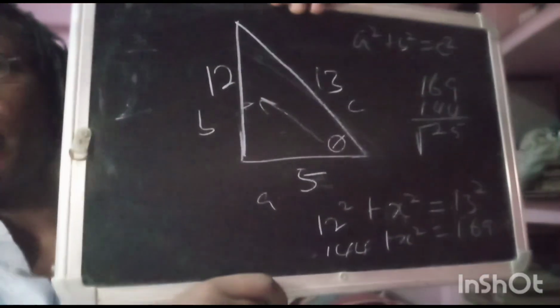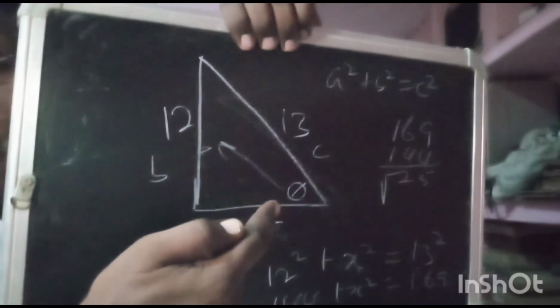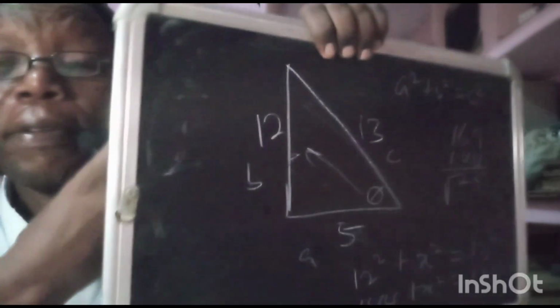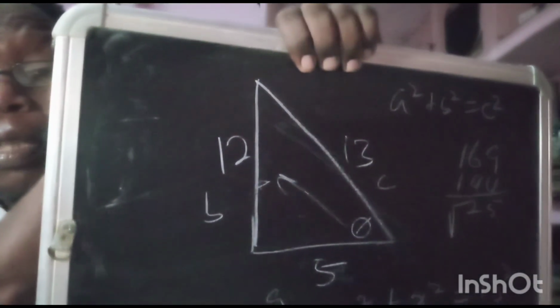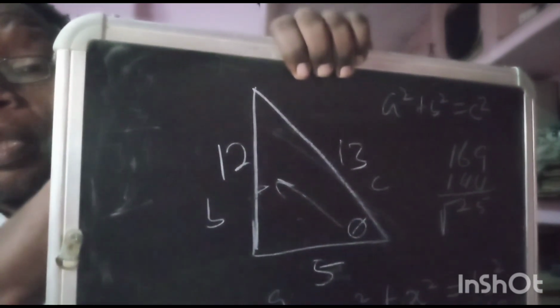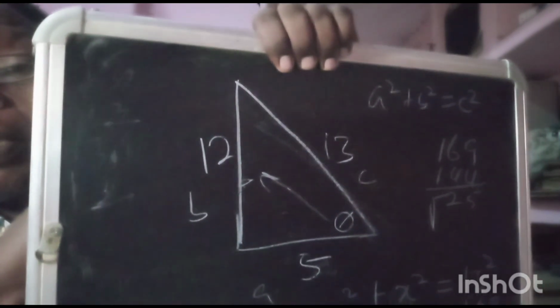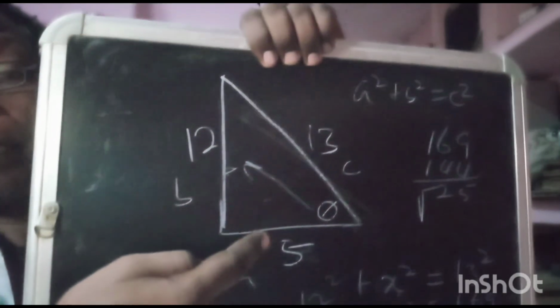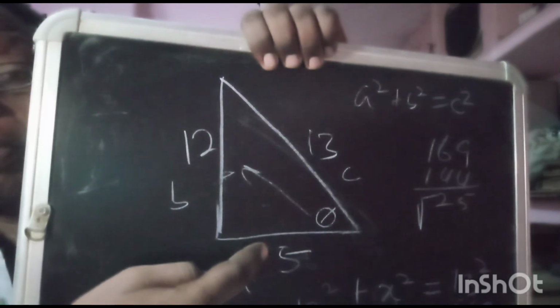I hope we are together. I gave the angle theta there. You can see the angle theta, and the opposite of it is 12, and the hypotenuse is 13. It means x is the base. This side which we are trying to find is the base.